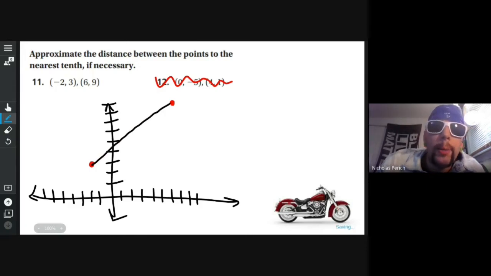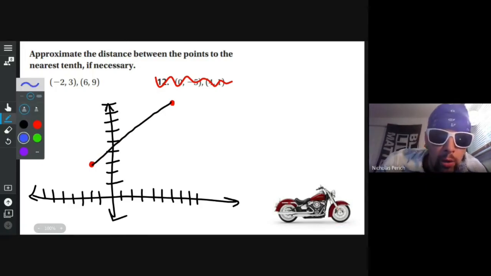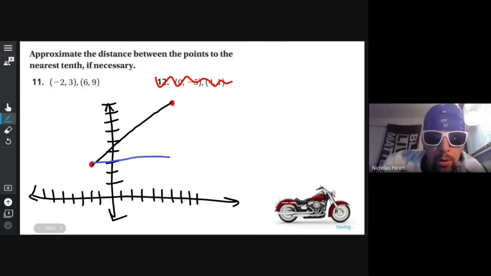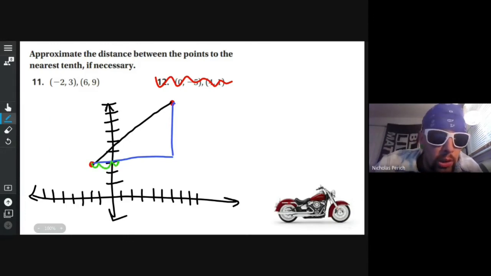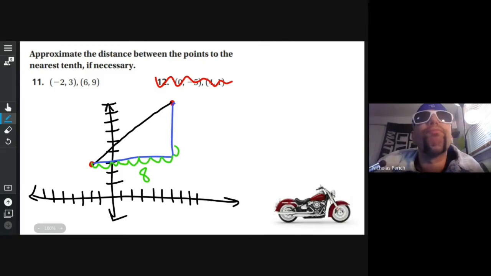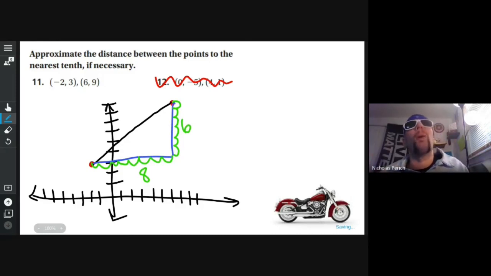Well, how am I going to do that? Easy. I'm going to turn this into a right triangle. Watch. How am I going to figure out how long each side is? Count. 1, 2, 3, 4, 5, 6, 7, 8. So this side is 6. Did I say 6? I meant to say 8. I know why I said 6. You'll see. 1, 2, 3, 4, 5, 6. Okay, that's why I said 6. So get off my back, all right?